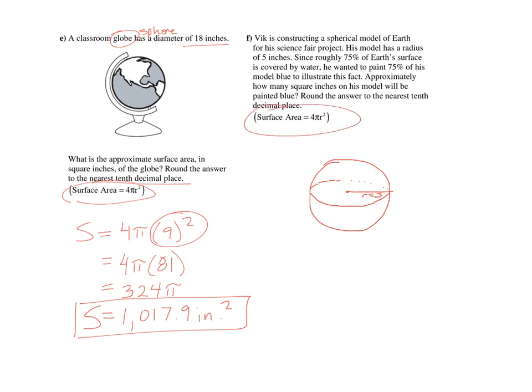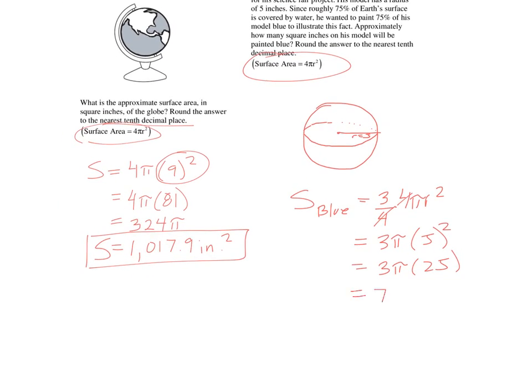All right, and here's the surface area formula once again. So the surface area that's blue would be equal to 4 pi r squared, but I want 75% of the surface to be blue. So I can multiply by 3/4. You could also multiply by 0.75. It's the same thing. Your choice. But since I'm using a fraction here, watch what happens. So I have 3 pi r squared, and r is 5. So I have 3 pi times 25. So I get 75 pi.